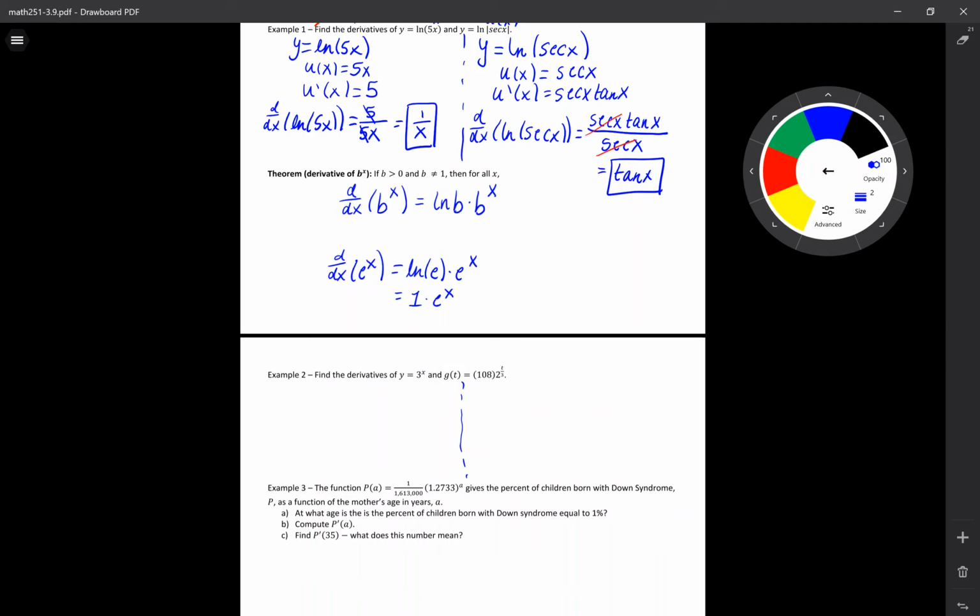All right, so hopefully you've given that a try. So we have the function y equals 3 to the power of x. Well, here the base of our exponential is equal to 3. So that means that according to our theorem here, y prime is equal to natural log of 3 times 3 to the power of x.